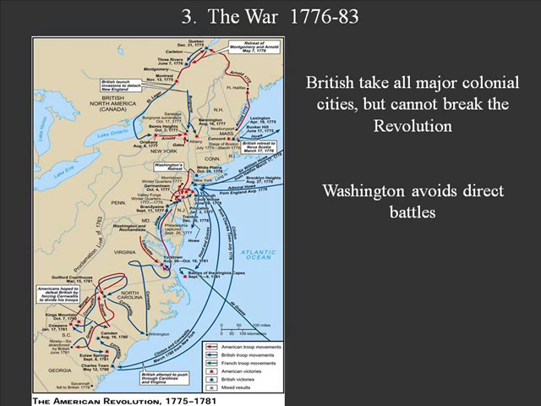But after a while, I think it was '79, somewhere around there, France joins the war. Why does France want to join this? It's got nothing to do with France. Because the French hate the English. Yeah, the French hate the British. They're in a worldwide conflict for dominance, and these colonies are a cash cow for the British. They make a whole lot of money for the British.